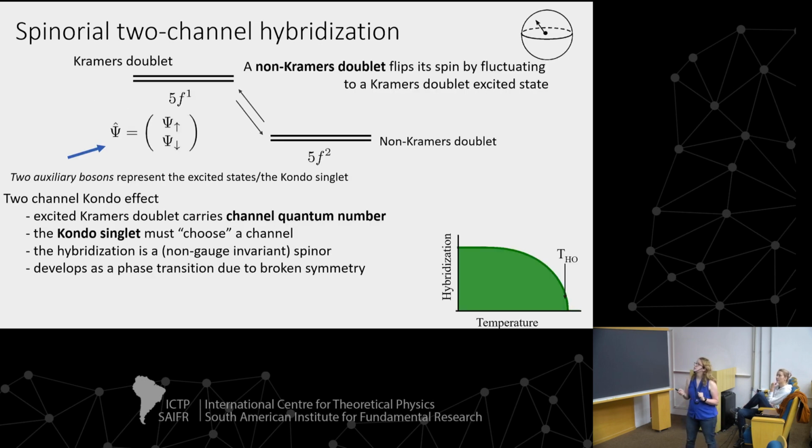And when we go to two channels, I showed you this two f electron ground state that could give you this doublet that's protected by the crystal symmetry rather than time reversal. And when it has virtual valence fluctuations, these are to an excited doublet that is protected by time reversal. And so to represent this, theoretically, you just say, well, now I have two bosons. They're actually packaged together into a spinor. And this excited Kramers doublet carries a channel quantum number, essentially. And so that means your Kondo singlet, which is represented by the condensation of these bosons, is also carrying a channel quantum number. So this forms a spinor, but it breaks a real symmetry, and so this must develop as a phase transition if you really have the full condensation of this.